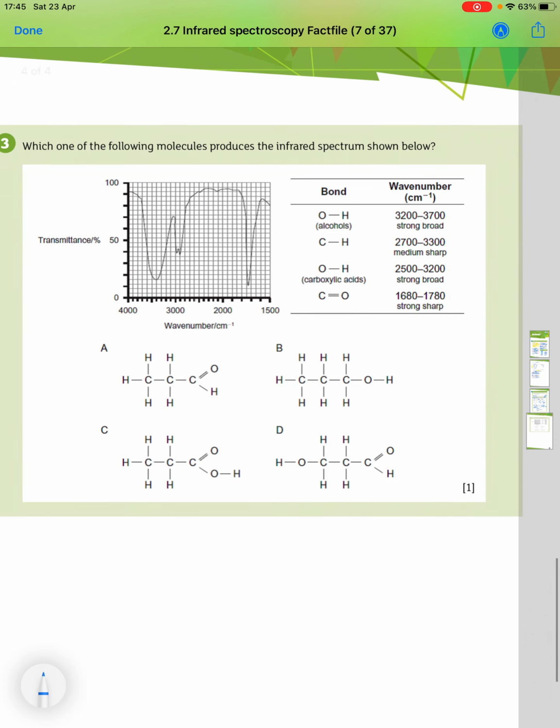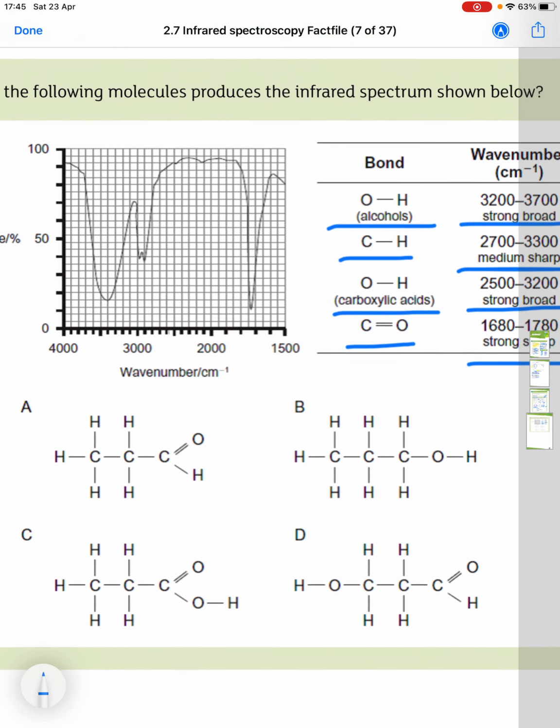Okay, so next we have, which of the following molecules produces the infrared spectrum shown below. And we're told we have alcohols here between 3,200 and 3,700. The carbon-hydrogen bonds in this area, carboxylic acids between 2.5 and 3,200, and then the carbon double bond oxygen between 1680 and 1780. So if we just zoom this a little bit, the first thing of note really is this broad peak here, and of course that corresponds to the OH in an alcohol.